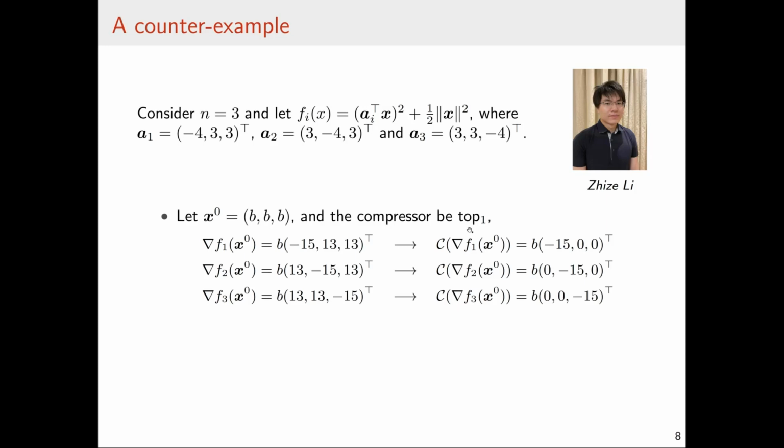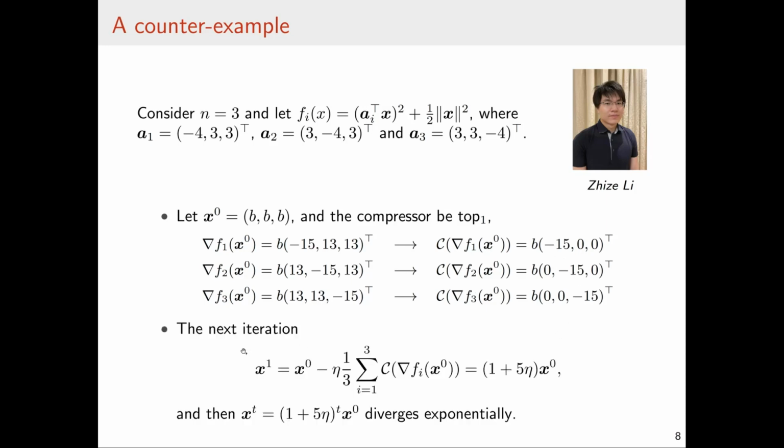With some very simple calculation, you see that every compressed message only retains 1 entry. When you add them together at the parameter server, the next iterate becomes a scaled version of your initialization. And that scaling blows up, being a number strictly greater than 1. That means this algorithm diverges exponentially. Even for such a simple toy example, direct compression leads to divergence in the optimization problem.